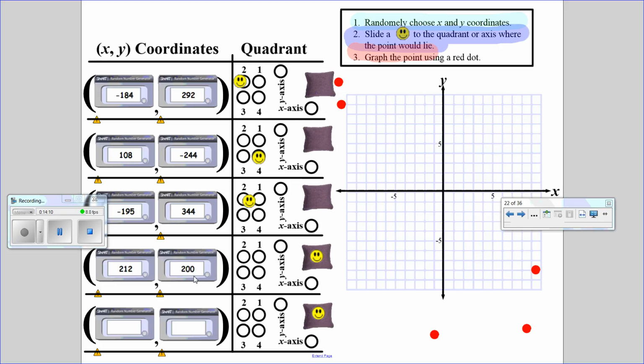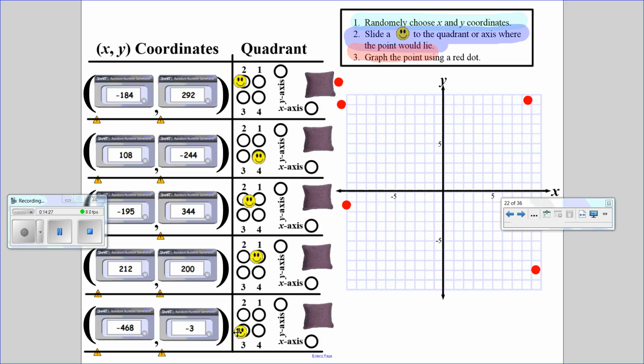Ooh, positive, positive. Where would you find positive, positive? Quadrant 1. Right of 0, above 0. And last but not least, negative, negative. Left of 0, below 0. So it'll be right somewhere here. So it'll be quadrant 3.